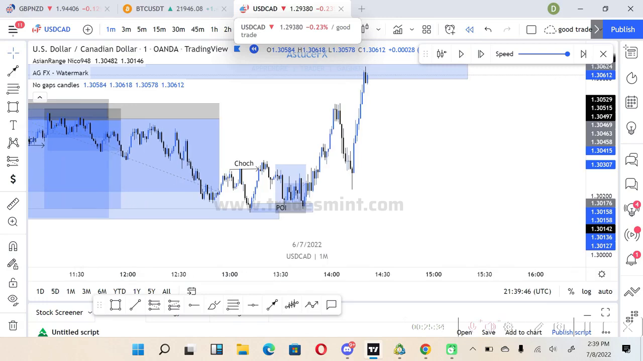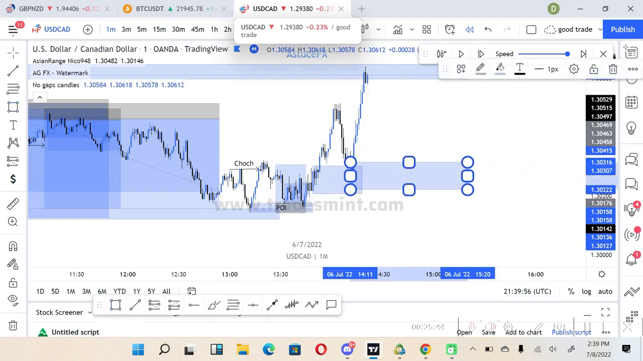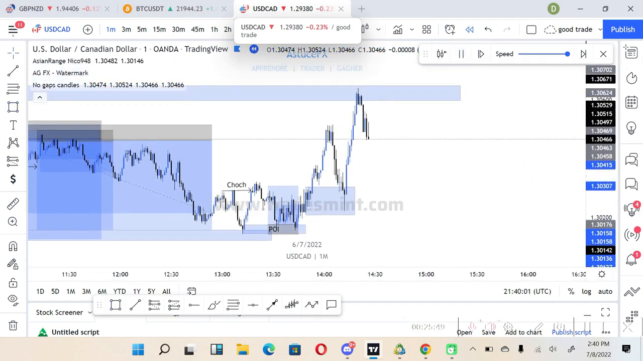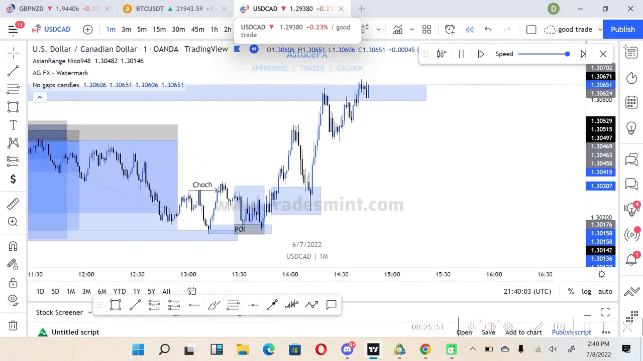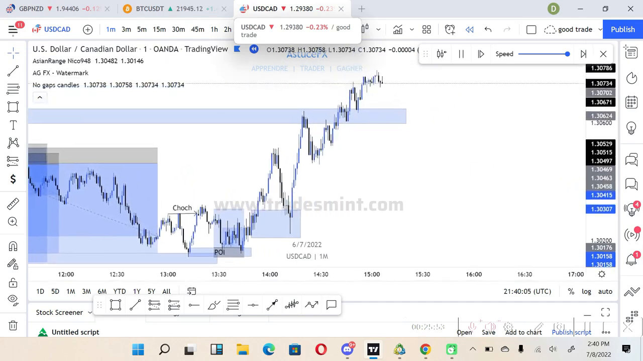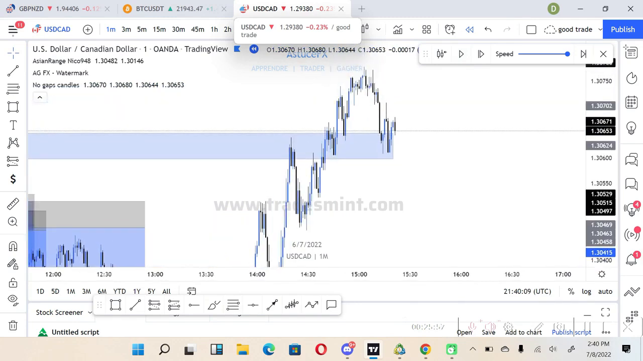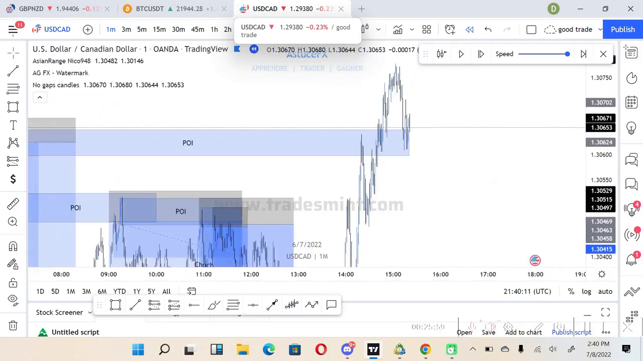The reason is that demand is being respected now. From this area, we had demand that was respected, and we are having another demand here that might be respected as well. So for this, I'm going to be very careful. I'm waiting. Let's see what happens. Okay, we just smashed through this, and it seems we are going bearish now. Let me look at the higher time frame.